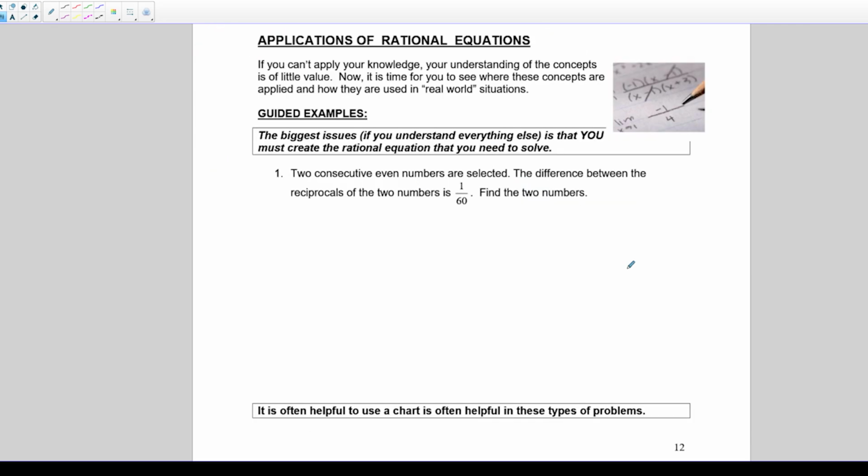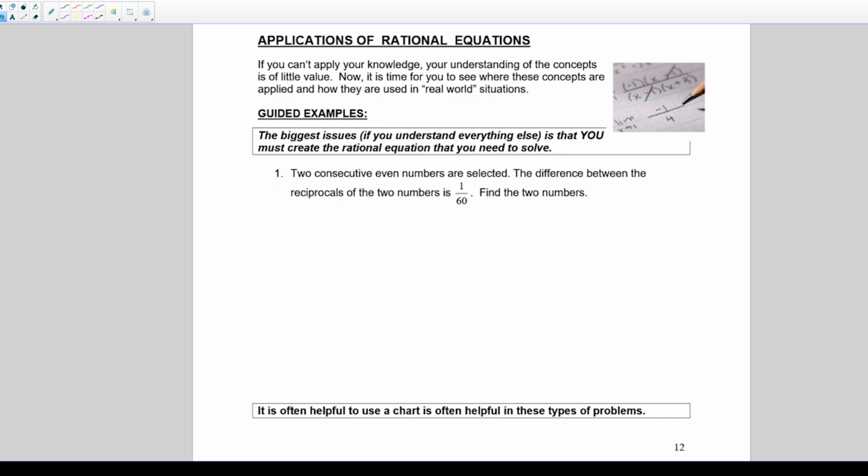So now we're going to move on to applications of rationals. Typically, this is the portion of rationals that is the most difficult. Once we actually create situations and come up with our own equations, the process itself is not that difficult, but it's really just coming up with the equations, setting them up, and trying to figure out what your variables are going to be.